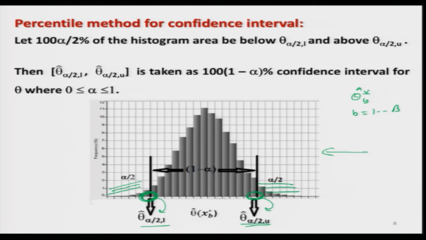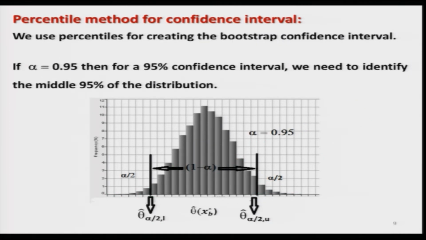So this area in between is 1 minus alpha. If I take alpha equal to 10%, this area is going to be 90%, and the areas on the left hand side and right hand side will be 5% each. Right. For example, I show you the same thing here: if I take 95%, which is one of the popular values for the construction of confidence interval, then you have to take this area to be 95%, and this area will be 2.5% each.